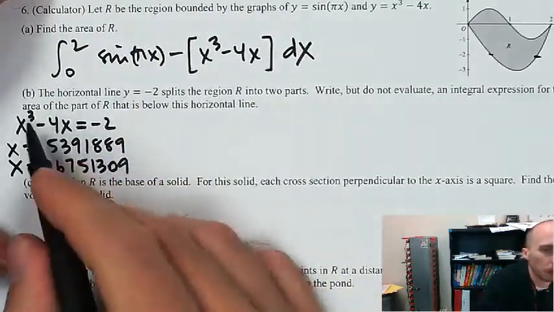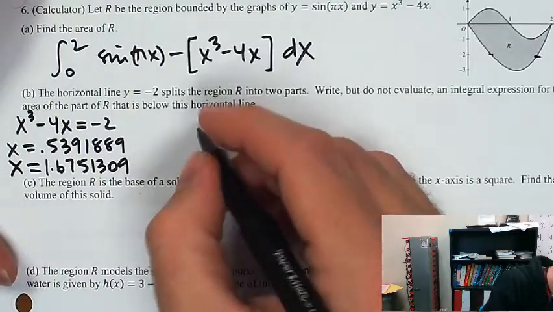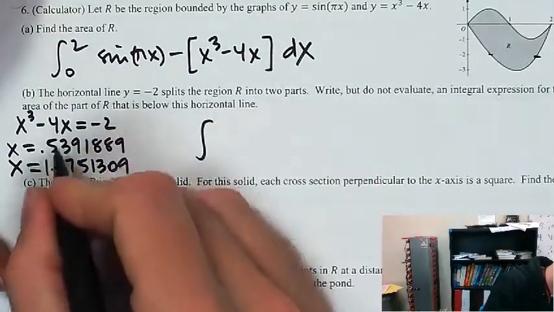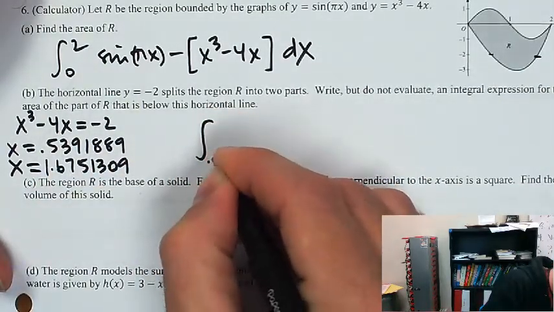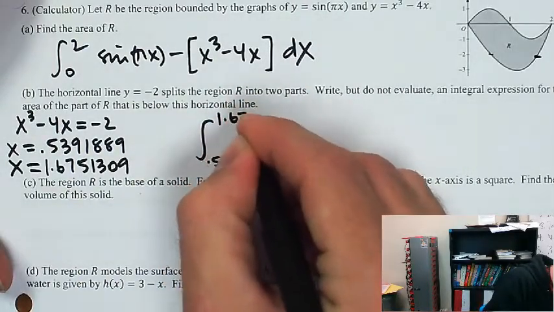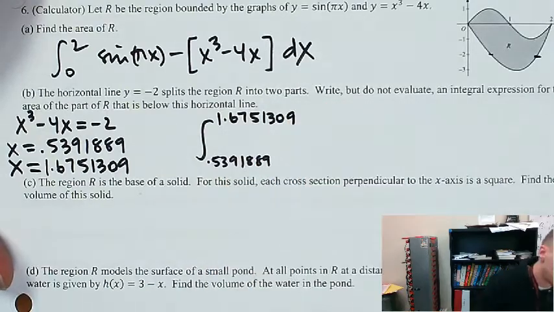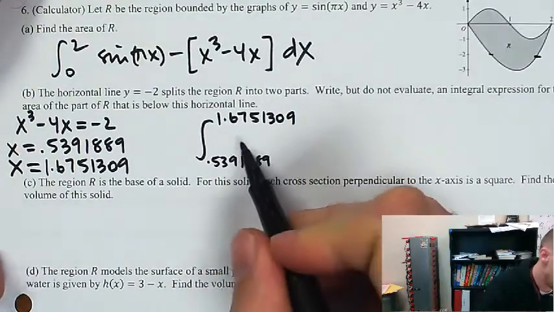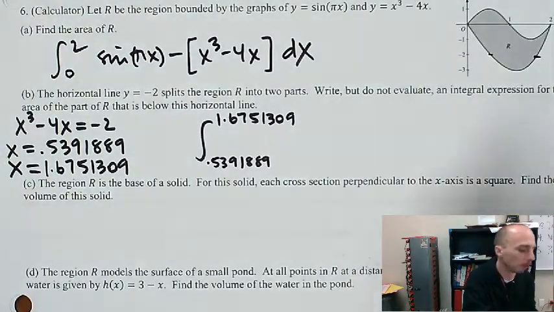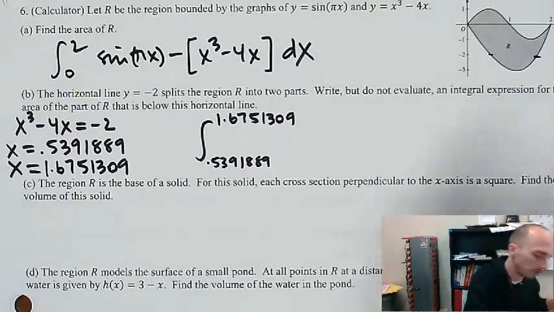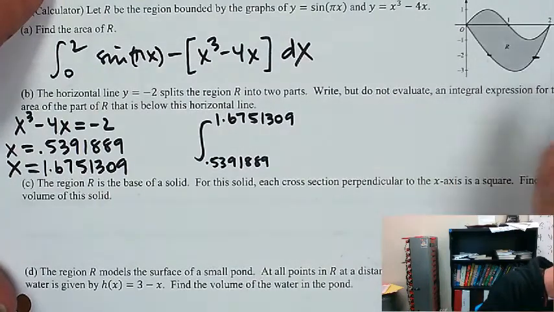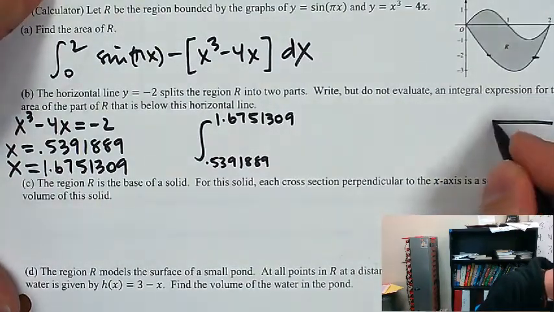Okay. So I've reported the equation I solved, I've reported the solutions, and now the part underneath is going to be the integral between these two x values, 0.5391889 and 1.6751309. Since the integral itself is your answer, you would probably be good to round those off to 3 decimal places without fear, but I'm just going to report all of them, just to be safe. And when I cut through that, it's going to look like that.